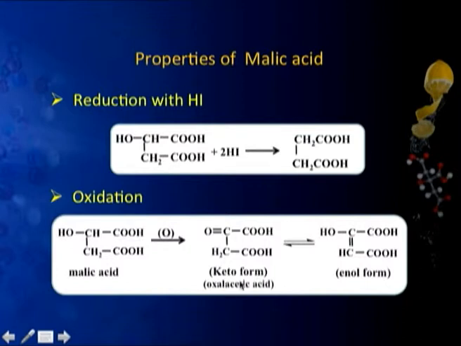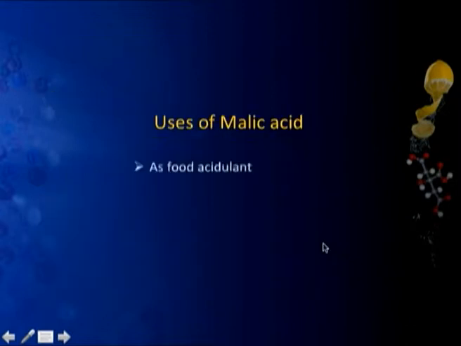It can also be oxidized. On mild oxidation this secondary alcoholic group is oxidized into a keto group, and this is called oxaloacetic acid. This carbonyl group can undergo keto-enol tautomerism with this CH2. This is the keto form and it can exist in the enol form also. So, oxaloacetic acid exists in both forms in equilibrium.